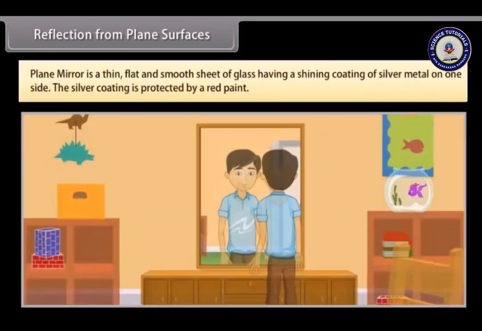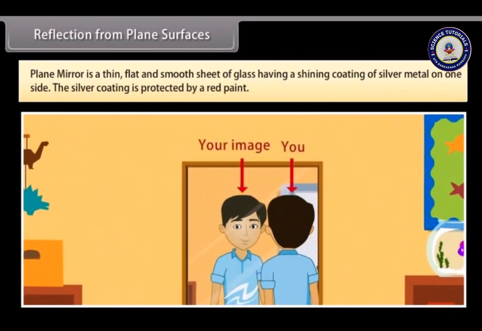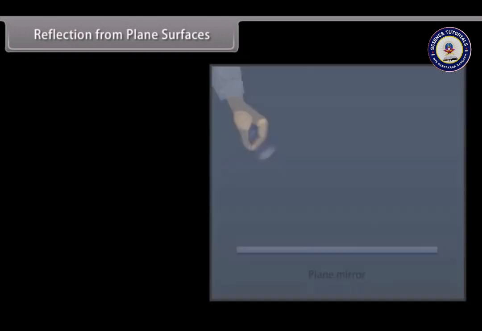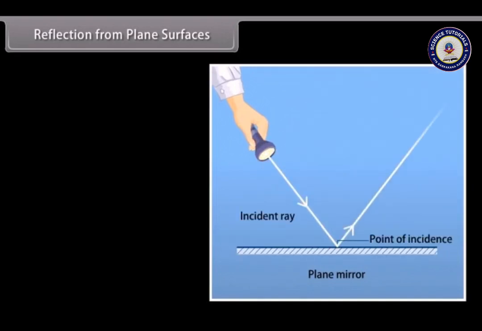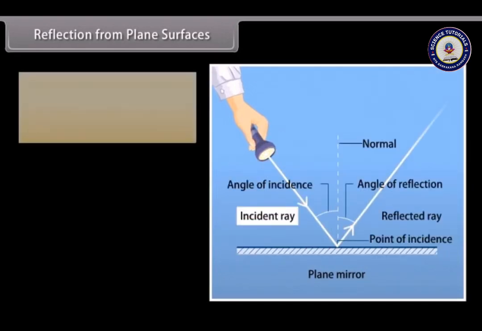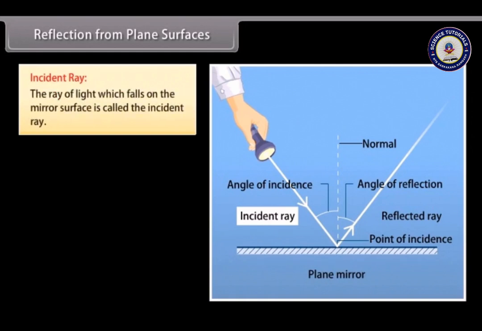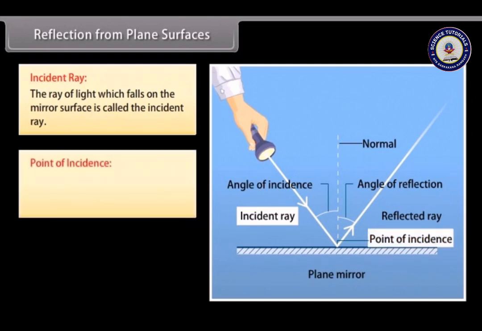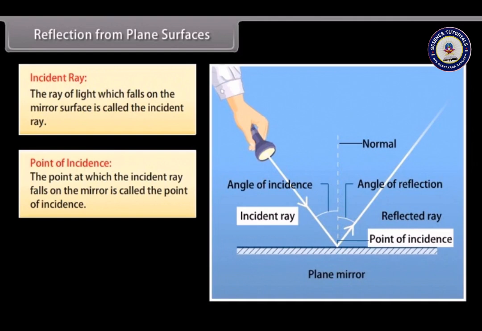Reflection from plane surfaces. A plane mirror is a thin, flat, and smooth sheet of glass having a shining coating of silver metal on one side. The silver coating is protected by red paint. The meanings of important terms are as follows to understand the figure. Incident ray: the ray of light which falls on the mirror surface is called the incident ray. Point of incidence: the point at which the incident ray falls on the mirror is called the point of incidence.